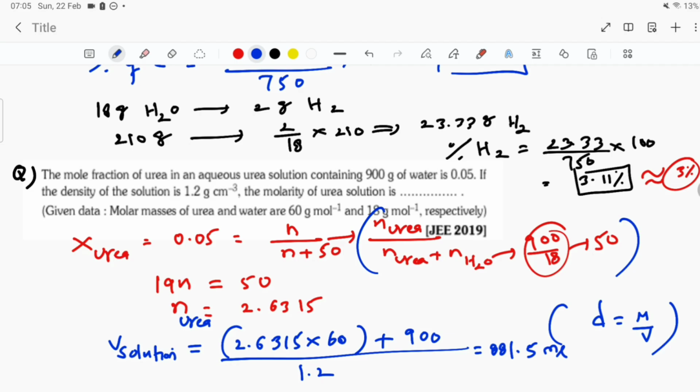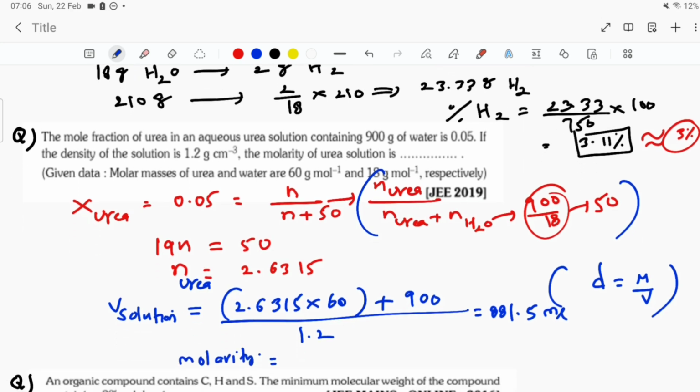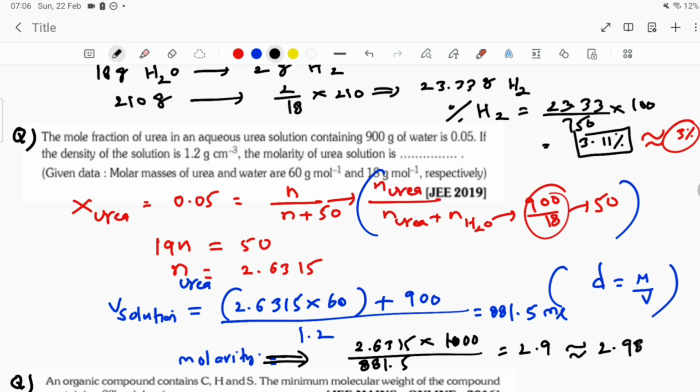So now molarity is equal to... after knowing this value, the remaining you can easily do. Use the direct molarity formula. If you apply the number of moles of solute by volume of solution in liters, molarity is equal to 2.6315 by the volume, which is in ml. To convert into liters, I am dividing, so it comes to the numerator. Overall you will get 2.98 molar. The question mentioned rounding, and they provide a range like 2.98 to 2.99. So the answer is 2.98. Next question.